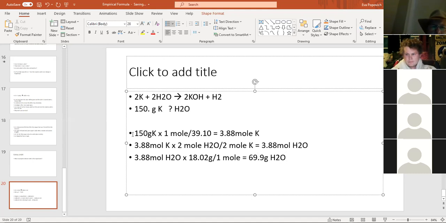Again, 3 steps. Turn grams of known into moles of known using the molecular weight. Take your moles of known, turn it into moles of unknown using the molar ratio. Third step, take your moles of your unknown, multiply it by the molecular weight, and you will get your grams of unknown. Any questions here, guys? Questions?